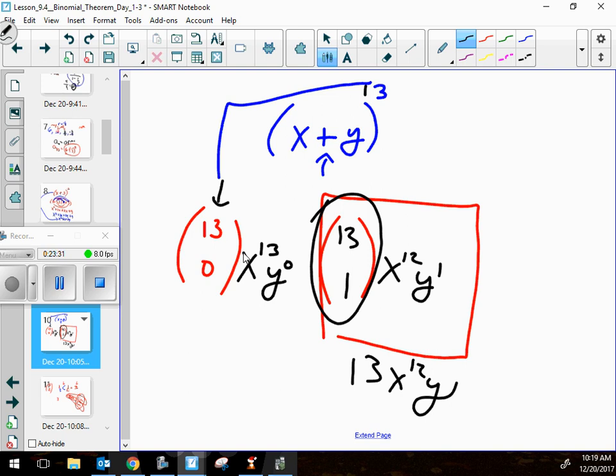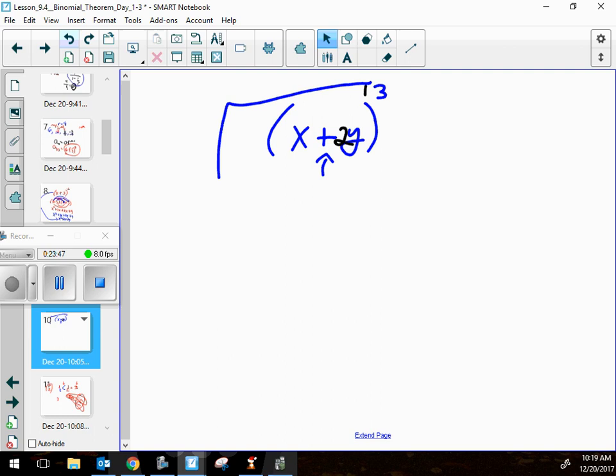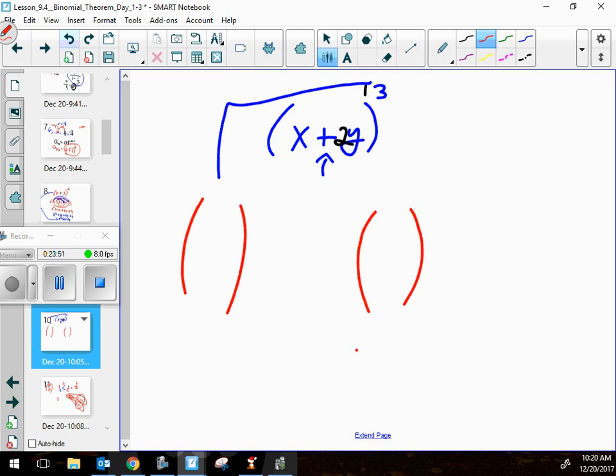What if our original problem had a 2 right there? I want you to just take your best guess at what the second term of this would be. Take your best guess what that second term would be. I'll pause for a minute while you do that.